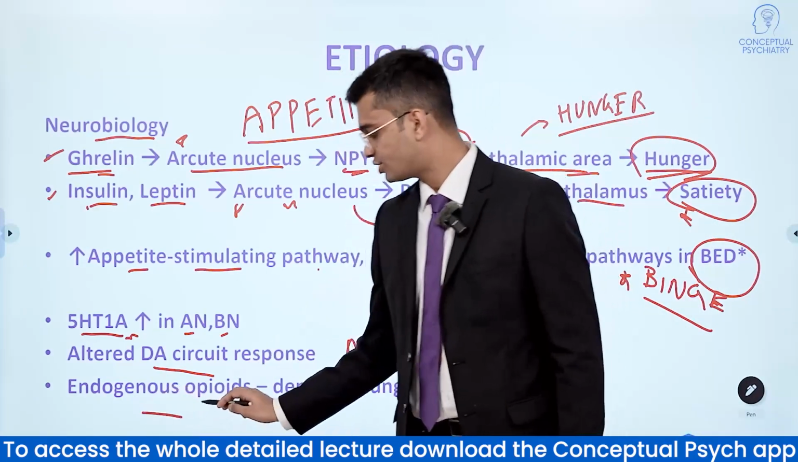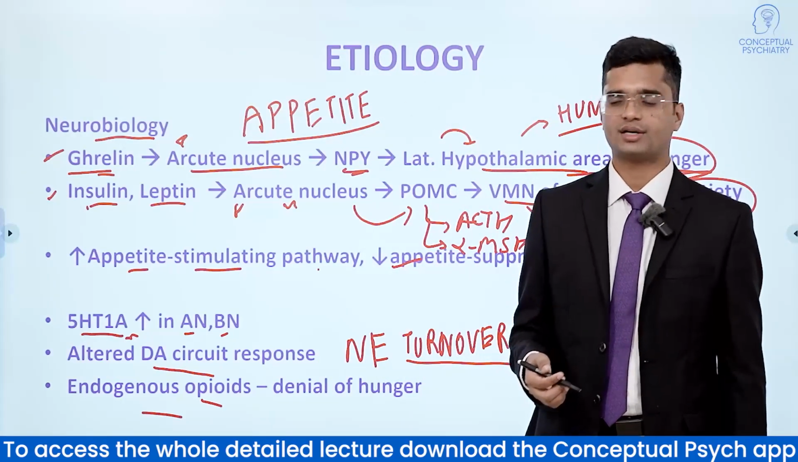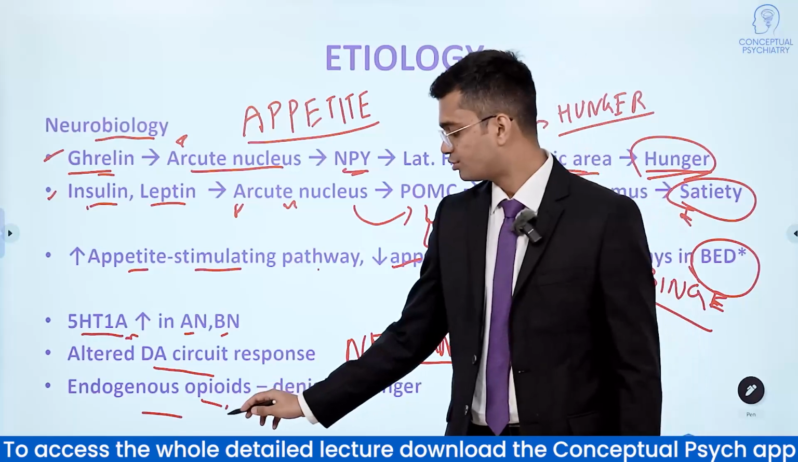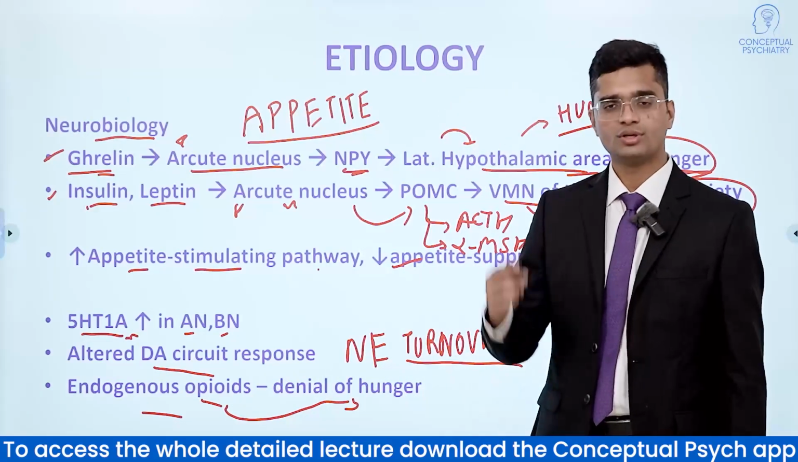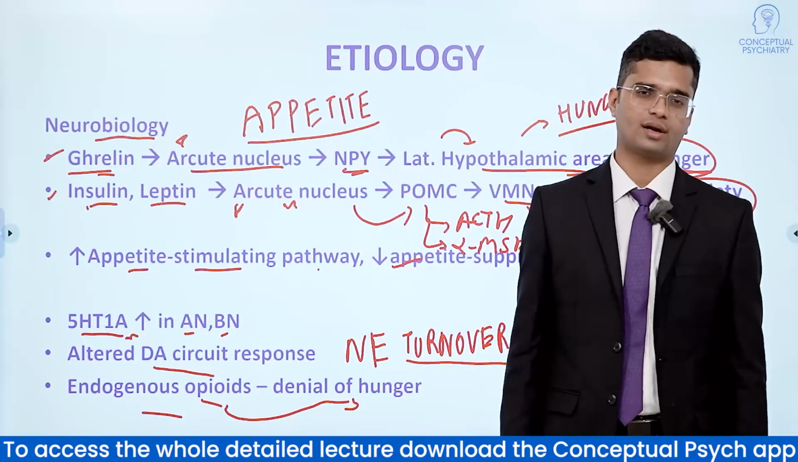Besides that, endogenous opioids have been found to play a role in hunger and satiety, and it has been found that endogenous opioids tend to suppress hunger and lead the patient to deny hunger in itself.